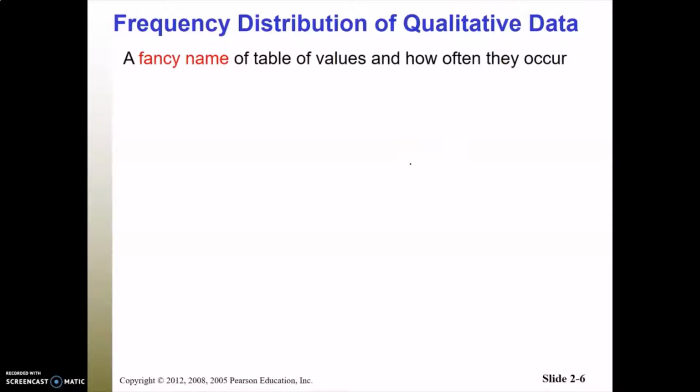Frequency distribution for qualitative data. Now this name seems very horrible, like a very big name, but the idea is very simple. What is a frequency distribution? It's just a fancy name for a table. It's nothing but a table of values, and how often a value is repeated, how often a value occurs. In statistics, how many times a value occurs is its frequency, right? So a frequency distribution is nothing but a table of values and how often each value occurs.